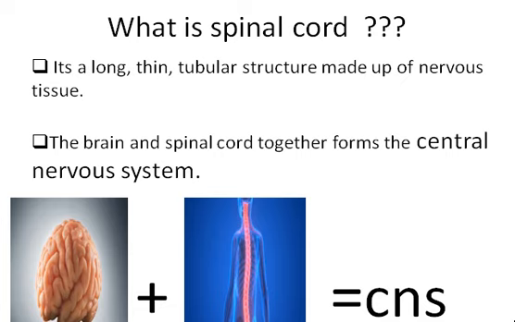Below you can notice two pictures, one of a brain and one of a spinal cord. So brain plus spinal cord is equal to CNS. The full form of CNS over here is the central nervous system.